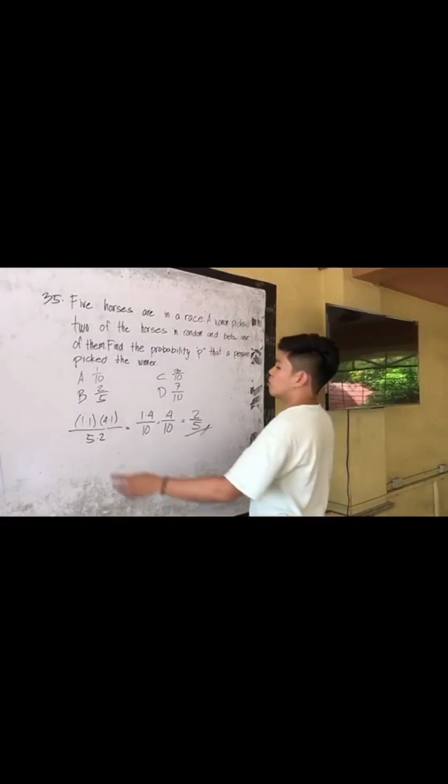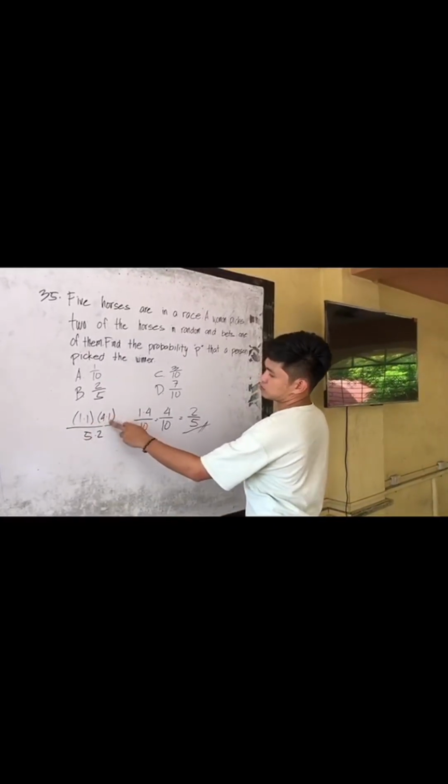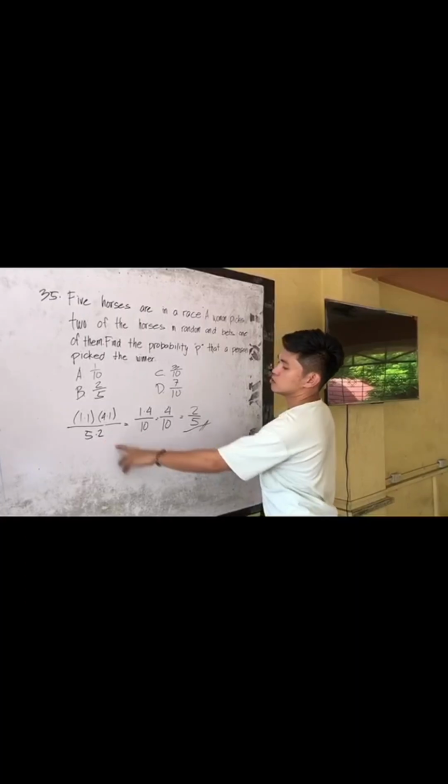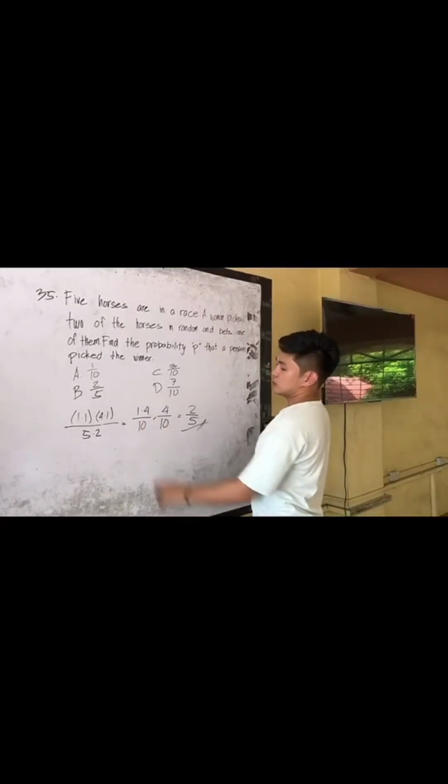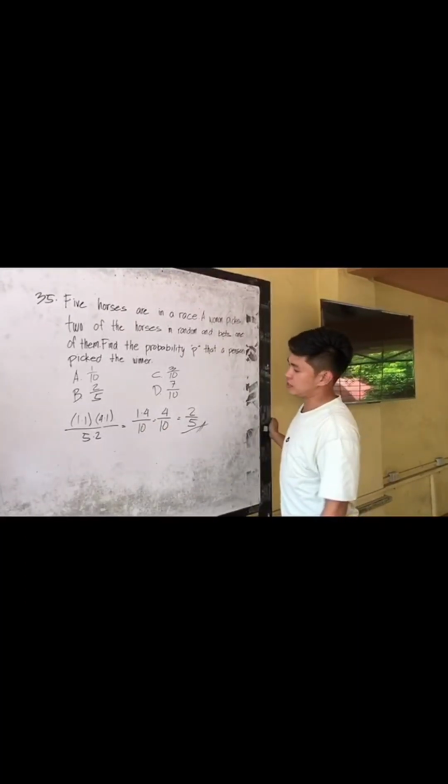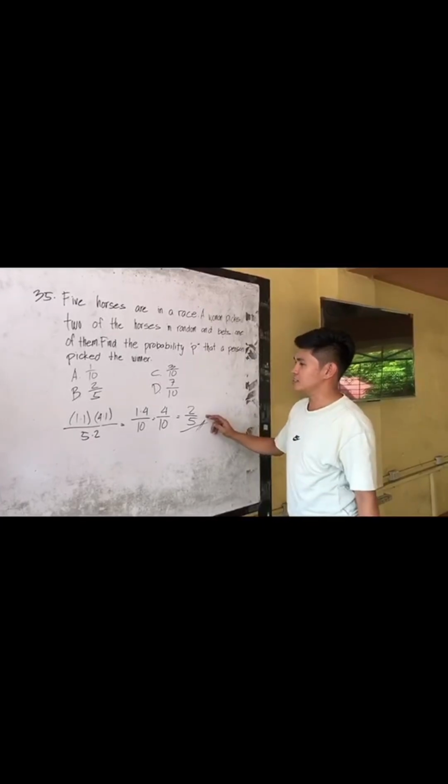So (1 times 1 times 4 times 1) all over (5 times 2) is equal to 1 times 4 over 10. So 4 over 10 is equal to 2 over 5. The answer is letter A.